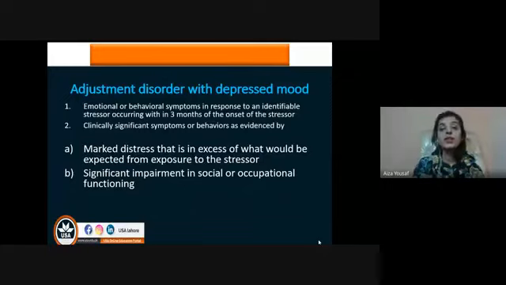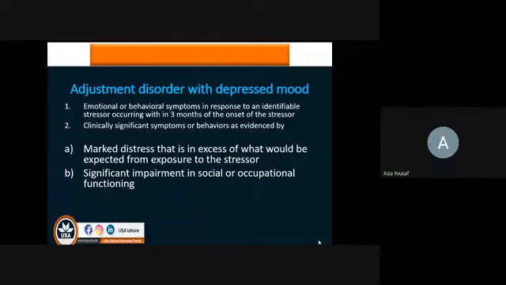It may present as increased distress beyond the expected outcome. It may show clinically significant symptoms or behaviors, as evidenced by marked distress that is in excess of what would be expected from exposure to the stressor. Significant impairment in social or occupational functioning occurs in patients who are suffering from adjustment disorder with depressed mood.